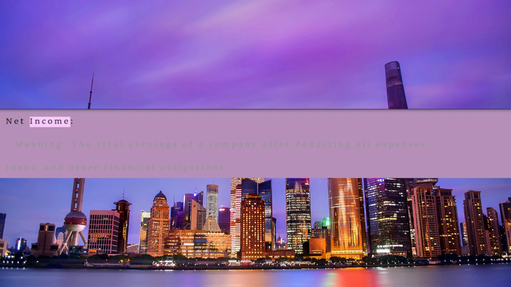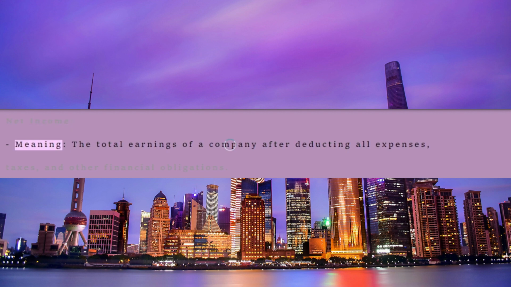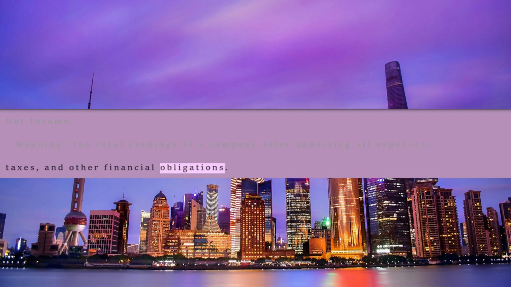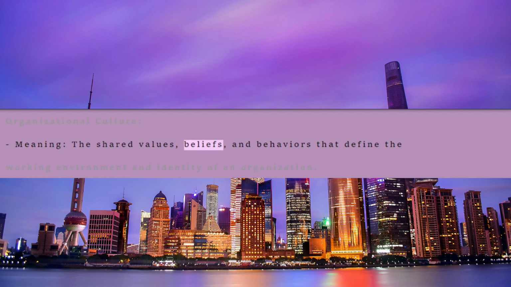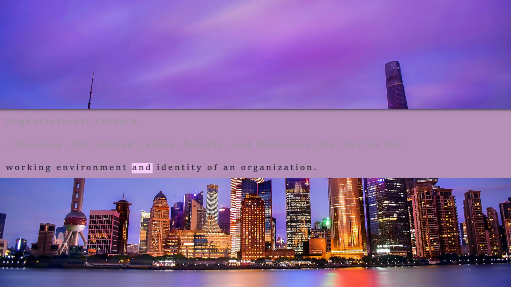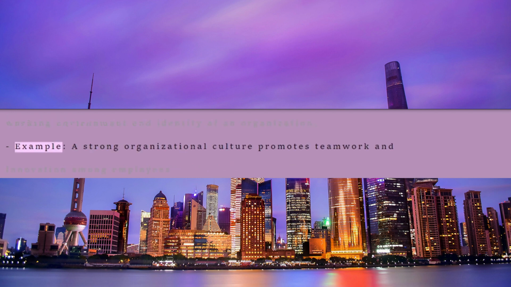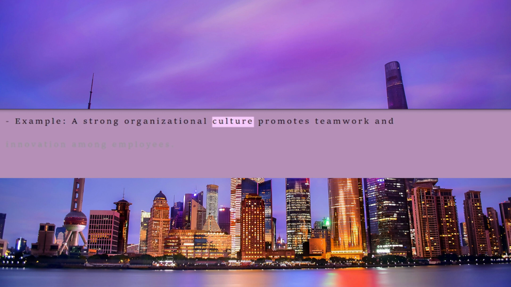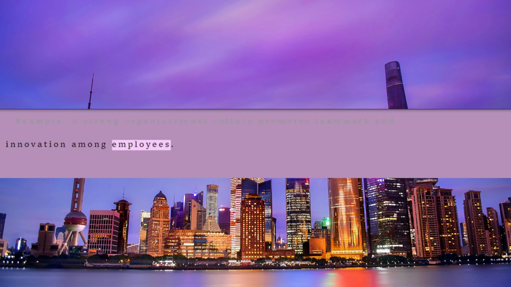Net income. Meaning, the total earnings of a company after deducting all expenses, taxes, and other financial obligations. Example: the net income is a key indicator of a company's profitability and financial performance. Organizational culture. Meaning, the shared values, beliefs, and behaviors that define the working environment and identity of an organization. Example: a strong organizational culture promotes teamwork and innovation among employees.